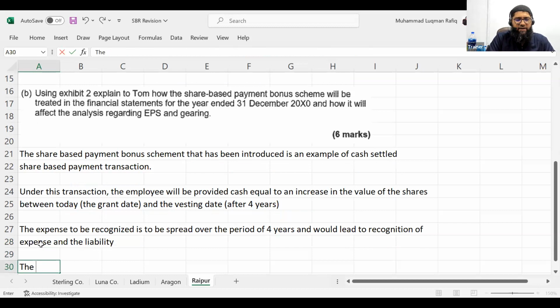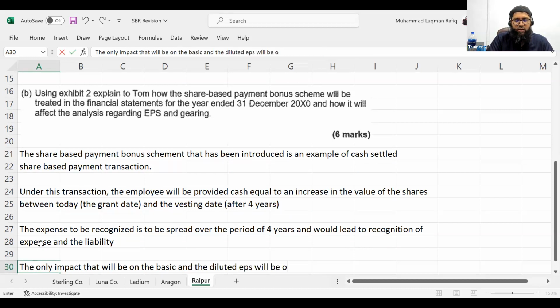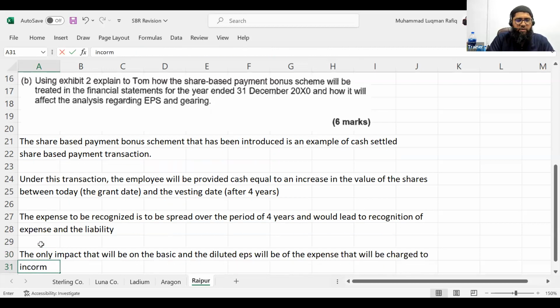The only impact that will be on the basic and the diluted EPS will be of the expense that will be charged to the income statement.